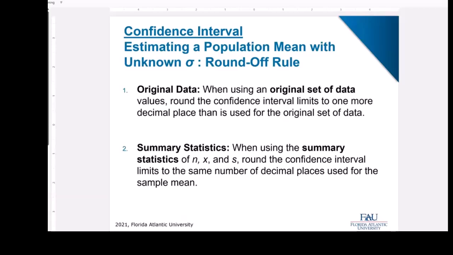Estimating a population mean with an unknown sigma. You're going to round it to what Pearson tells you to round it to. But in general, if we have original data and we're using data instead of data summary, then we round the confidence interval limit to one more decimal place than is used in the original. If we're given summary stats, then we just use the value that we were given. When using the summary stats n, x bar, and s, round the confidence interval limits to the same number of decimal places used for the sample mean.